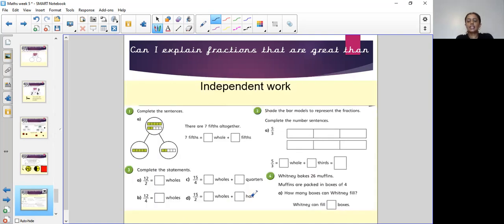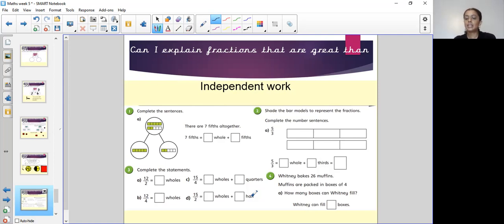So here are your activities for today. So you've got 4 challenges to complete the sentences, to have a look at the part whole model. Question number 2 is to shade the bar models to represent the fraction that you can see. Question number 3 is complete the statement. So how many wholes are in the fractions that you have in front of you?